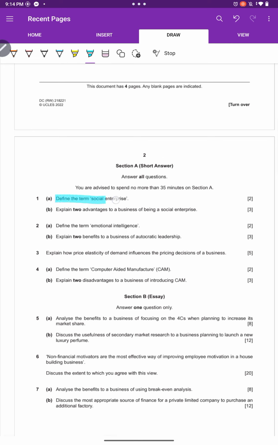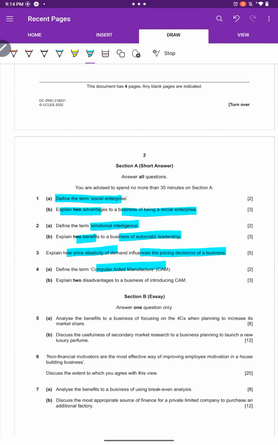We have the first question: we have to define a social enterprise. We have to explain two advantages to a business of being a social enterprise. Define the term emotional intelligence. Explain two benefits to a business of autocratic leadership style. Explain how price elasticity of demand influences the pricing decisions of a business. Define the term computer-aided manufacture. Explain a disadvantage of introducing CAM.